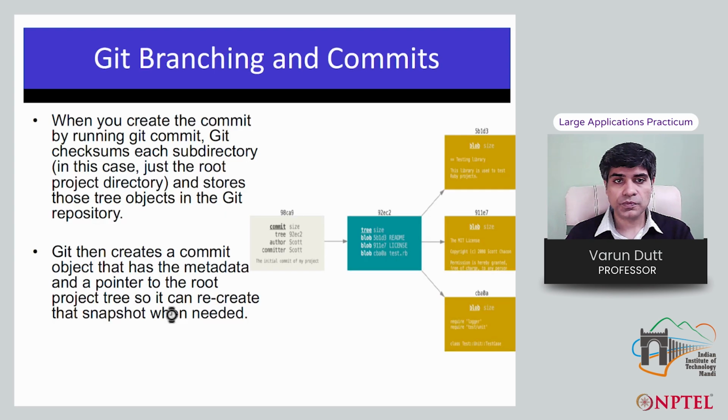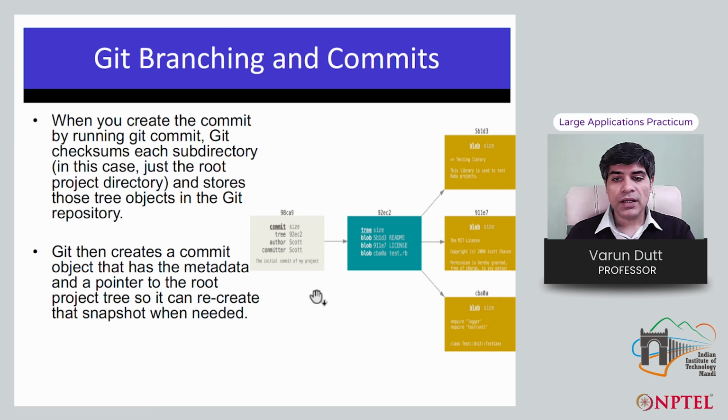Now the important concept is Git branching, a very powerful feature for branching from one part of the development to another branch in the development. The idea is that when you create a commit by writing git commit, Git checksums each subdirectory, in this case just the root project directory, and stores these tree objects in the Git repository. Git then creates a commit object that has the metadata and a pointer to the root of the project tree, so it can recreate that snapshot when needed.